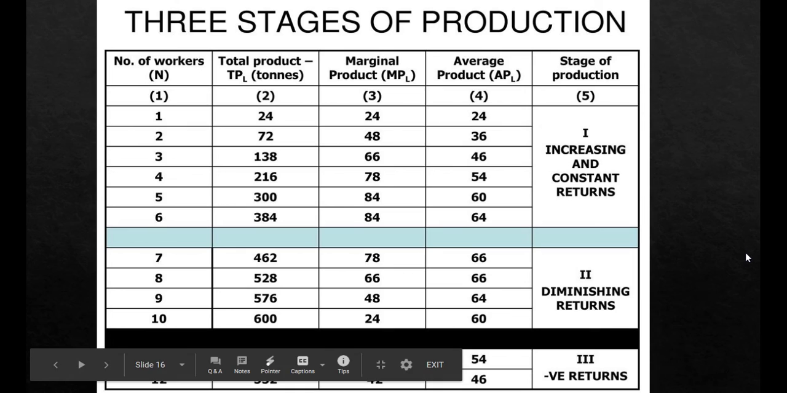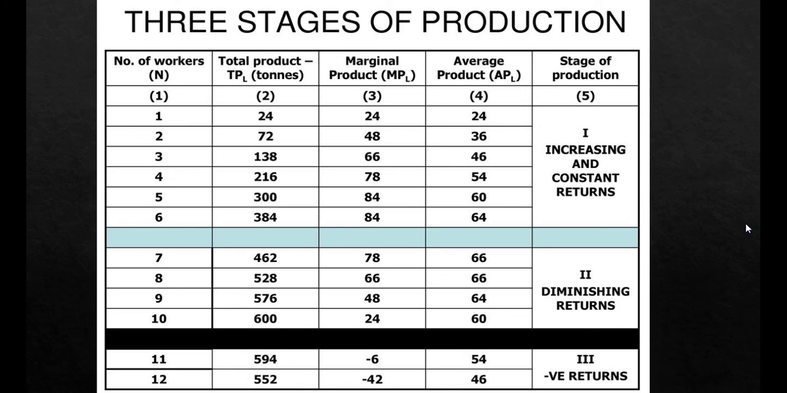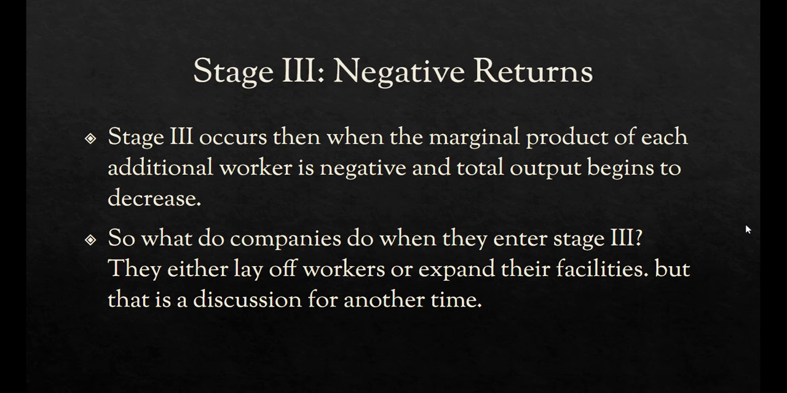But once we reach stage 3, notice the 11th employee, all of a sudden negative. We go from a total output of 600 to an output of 594. We add that 12th employee, we drop our marginal product by 42. So we go down to 552 total product output. So we're going downward. So what do we need to do at this point once we get into stage 3? Well, let's talk about that.